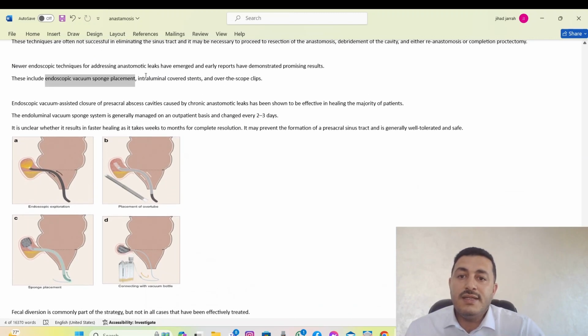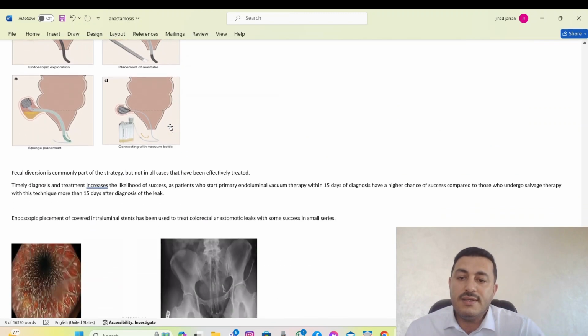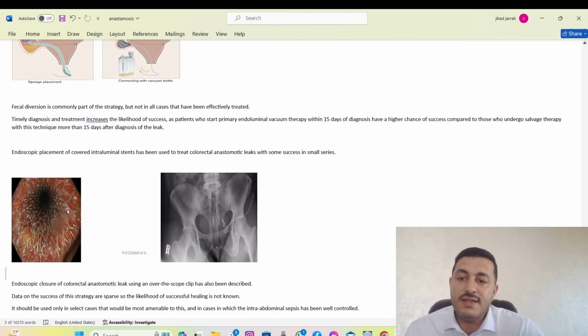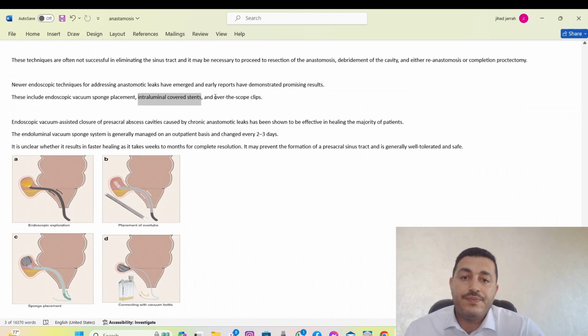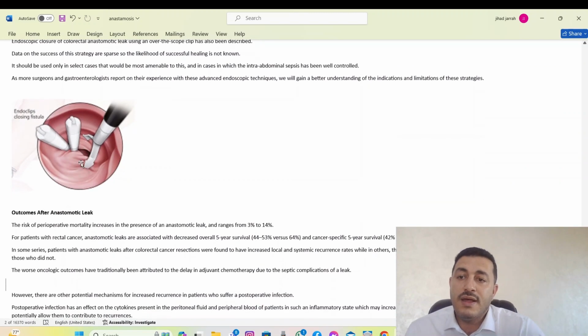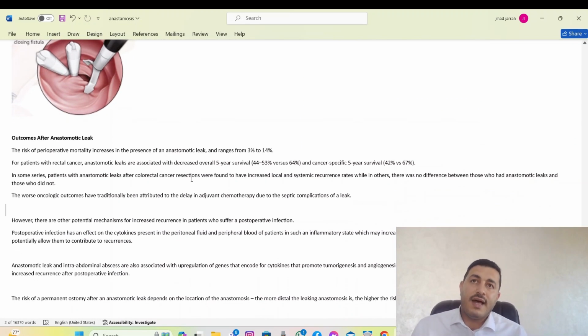Another technique is intraluminal covered stent. As you see here, we have a stent that goes across the leak. Here we have a stent, clear radiologically, and the last technique is the over-the-scope clip. As you see here, they close the defect using a clip. Outcome after anastomotic leak. Okay, we said that the more distal the anastomotic leak, the higher the risk for permanent stoma.